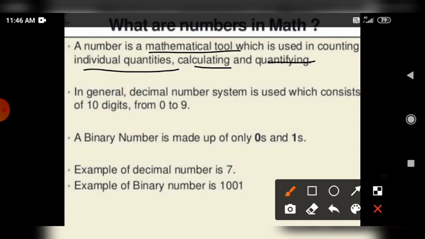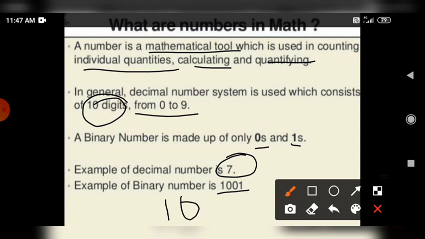In general, the decimal number system is used, which consists of 10 digits. What are the 10 digits? From 0 to 9. In binary numbers, we use only zeros and ones. So this is a decimal number, where the decimal digit is 7, and binary numbers are like 1001, 1, 10, 100, 101. These are all binary numbers, using only ones and zeros.